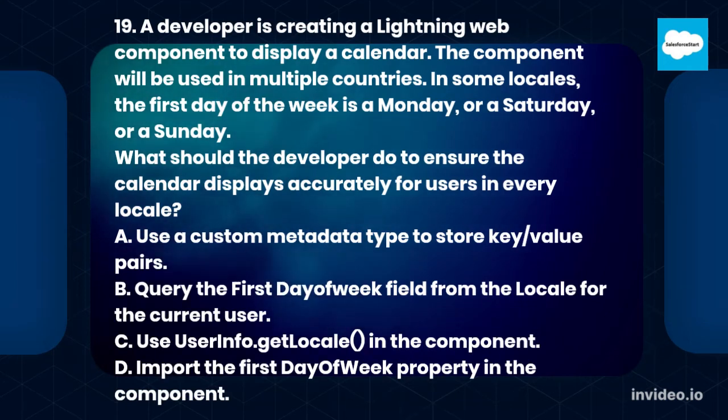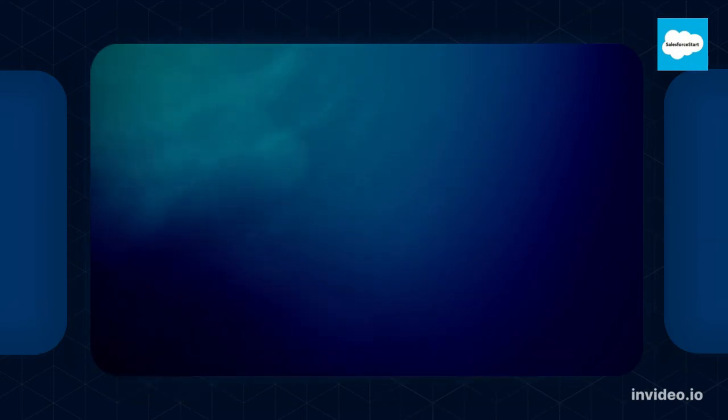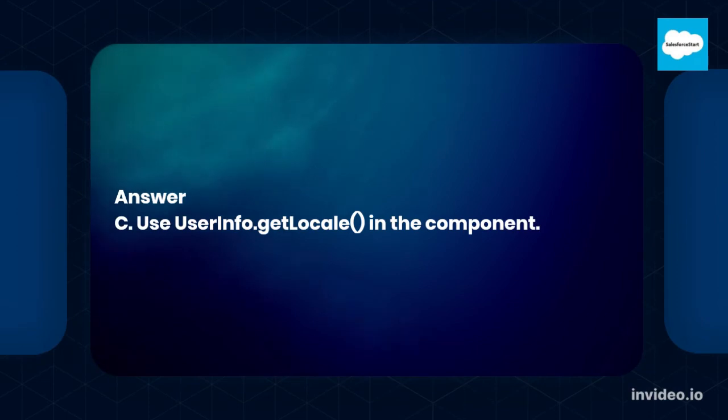19. A developer is creating a Lightning Web component to display a calendar. The component will be used in multiple countries. In some locales, the first day of the week is a Monday, or a Saturday, or a Sunday. What should the developer do to ensure the calendar displays accurately for users in every locale? A. Use a custom metadata type to store key/value pairs. B. Query the FirstDayOfWeek field from the locale for the current user. C. Use UserInfo.getLocale in the component. D. Import the first day of week property in the component. Answer. C. Use UserInfo.getLocale in the component.